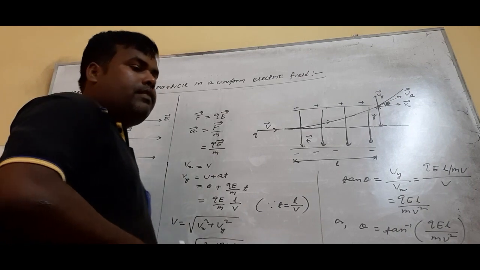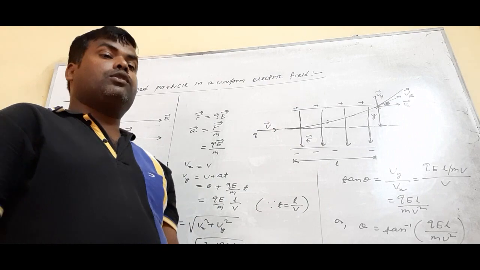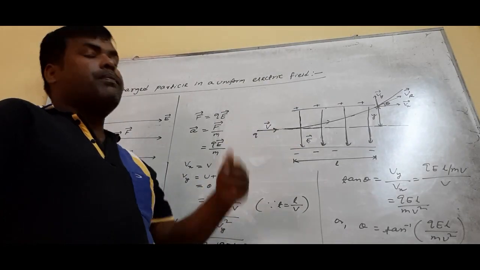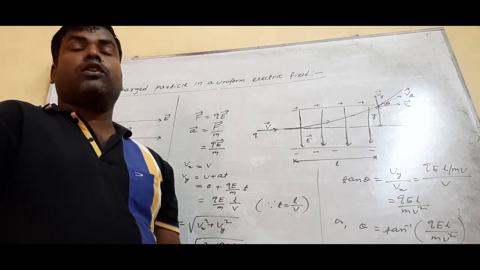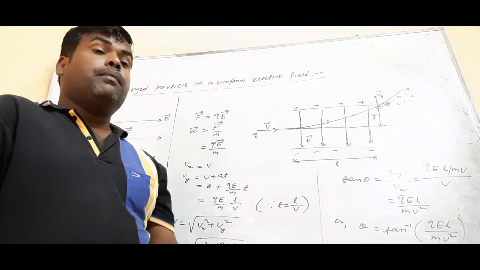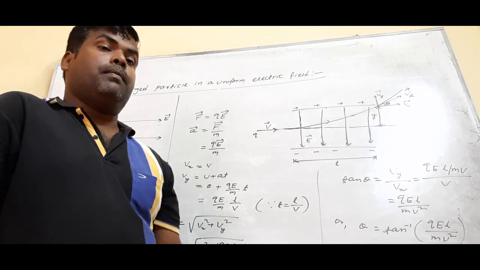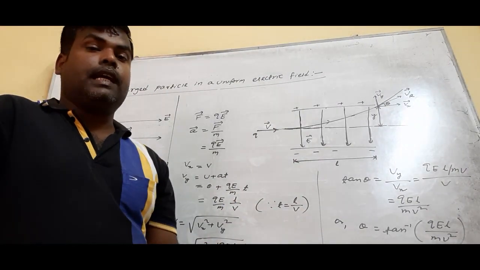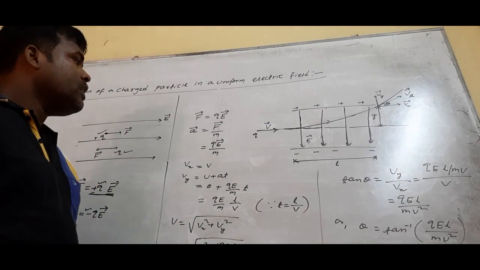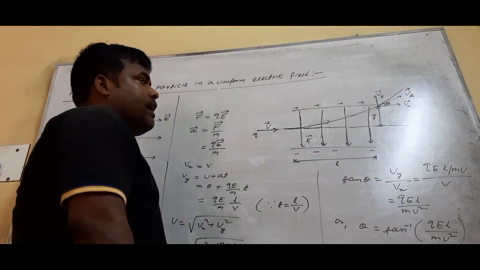Then you can consider it as projectile motion. Projectile motion is under the influence of gravity, but here the motion is under the influence of electric field, but very similar to the projectile motion. So when the charged particle enters the electric field, what happens?